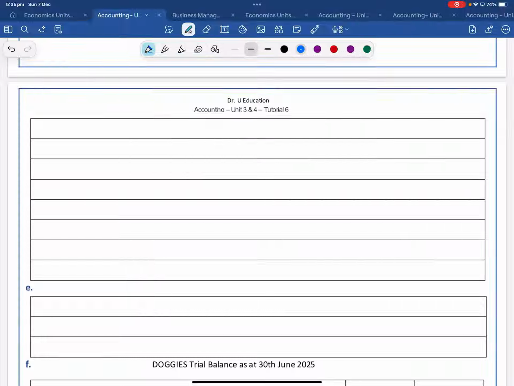Now we can check if the accounting equation tallies. Assets are understated by 52, liabilities are understated by 12, and owner's equity is understated by 40. So then done.